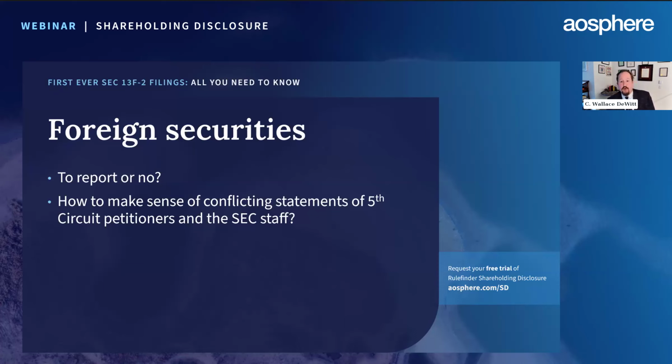Petitioners probably overread some of the offhand comments of the SEC staff in the rule release to make hay with the court. The court hasn't spoken to it yet. The SEC hasn't granted any administrative relief, hasn't done any interpretive guidance yet. And then finally, they point us to Regulation SHO, which says it's a facts and circumstances analysis of whether you're in or out of the United States.